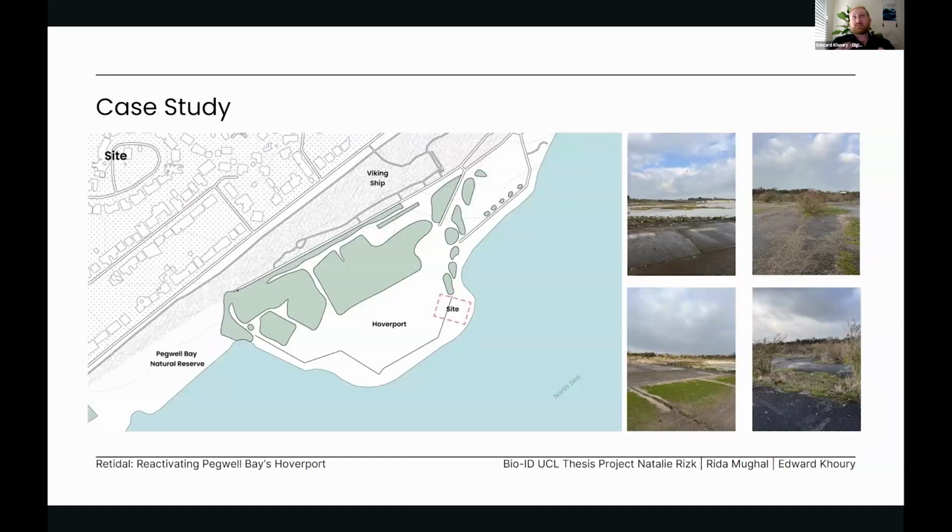So beginning is the site location, picking a place. We picked Pegwell Bay. It's in Ramsgate. It's this hovercraft port site that was abandoned. So it's this big concrete pad that's barren and just now is left to have residual growth occurring, but is actually quite a dynamic environment in its surrounding context.